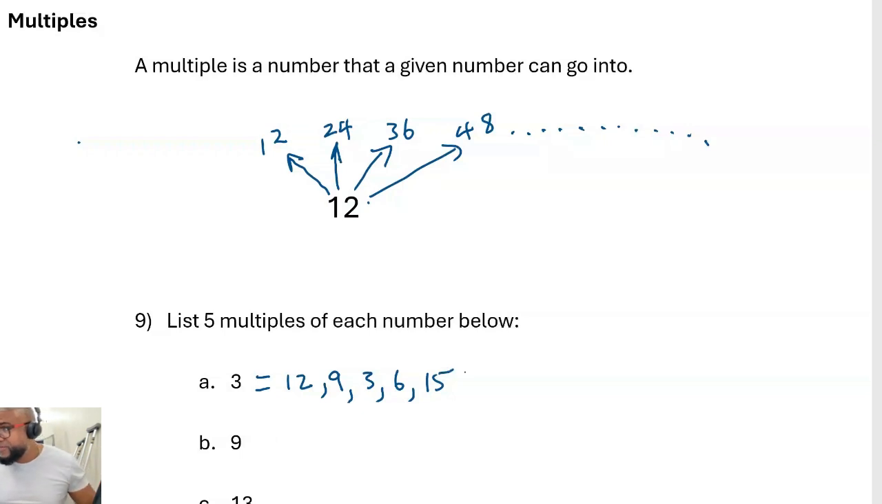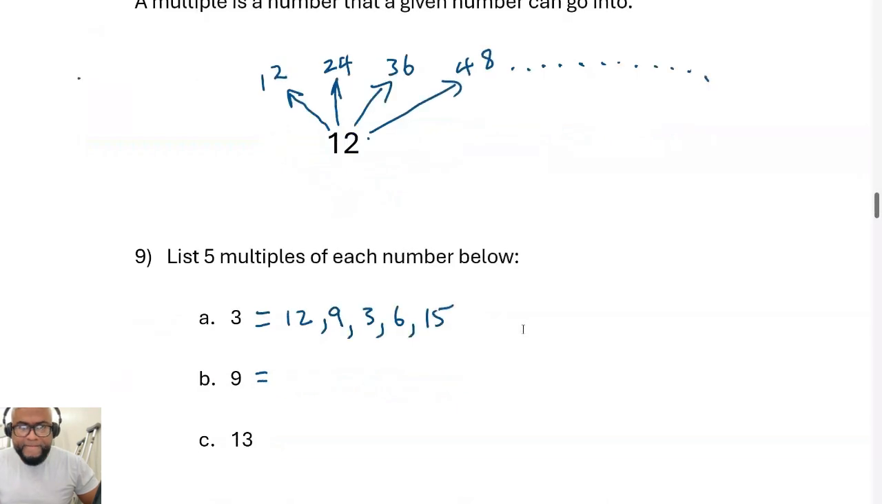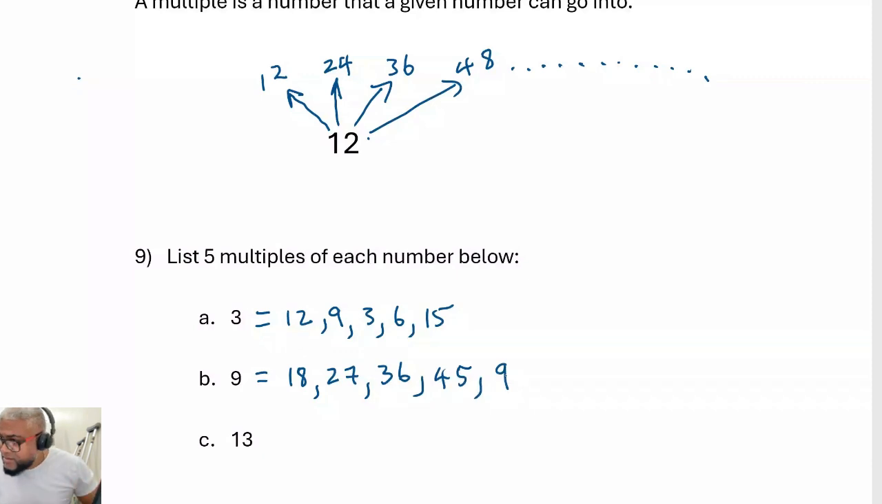Sophia, give me 5 multiples of 9 here. 18. 27. 36. 45. You can put 9 too, no? 9 is a multiple of 9. Yeah. Let me go. 13.